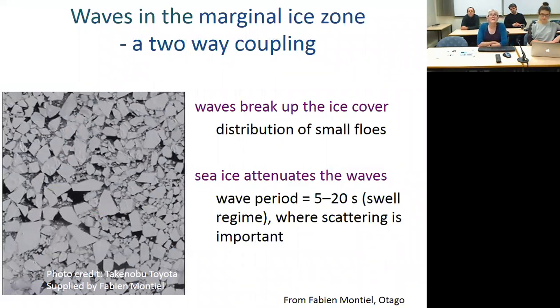So along with that there's modeling going on, and waves in a marginal ice zone, that's the broken up ice that we're looking at on the left-hand side of the picture there. Waves in a marginal ice zone are a two-way coupling. So this is a slide kindly supplied by Fabien Montiel at Otago here. So first of all, the waves break up the ice cover and make a distribution of small floes. And then sea ice will penetrate into these ice floes, and the ocean wave height is reduced. So the sea ice attenuates the waves as they propagate into the ice cover. Nonetheless, you can be 100 or even up to 300 kilometers into the ice cover and still feel the effects of the ocean waves that have propagated from the open ocean.